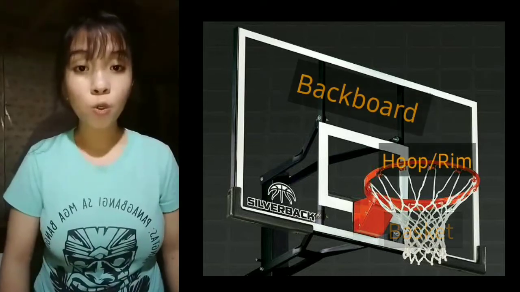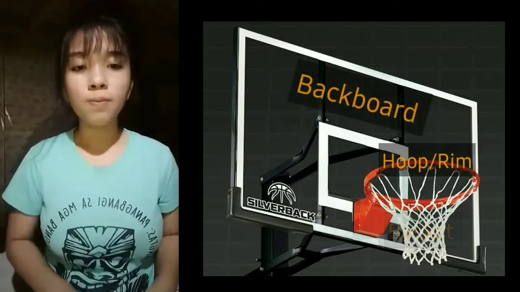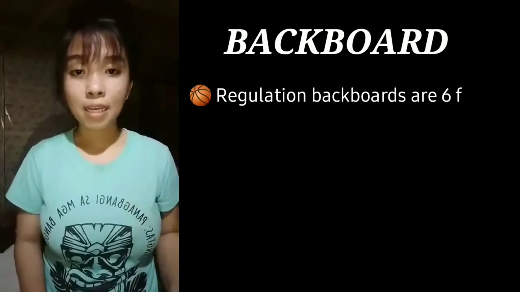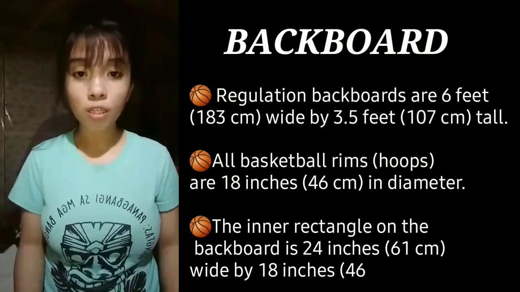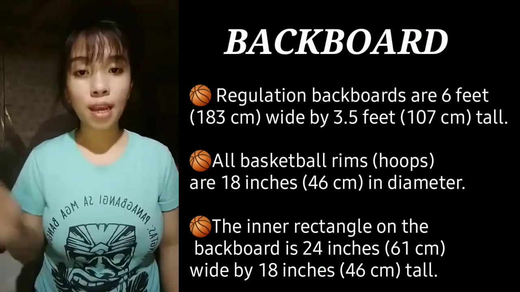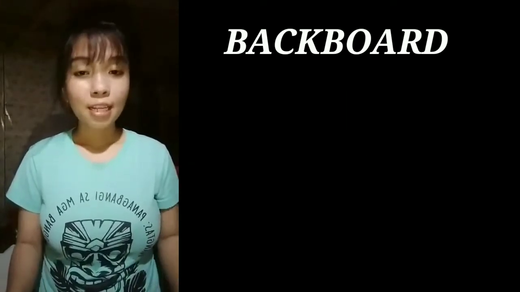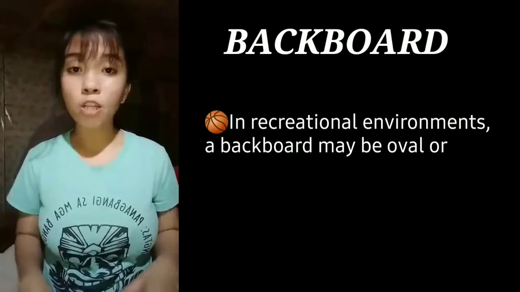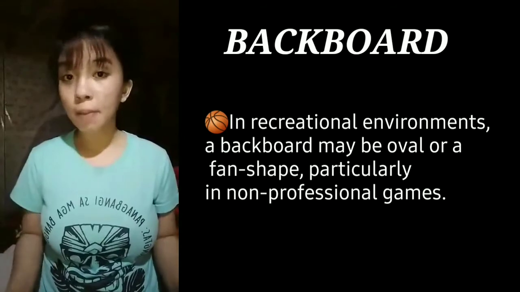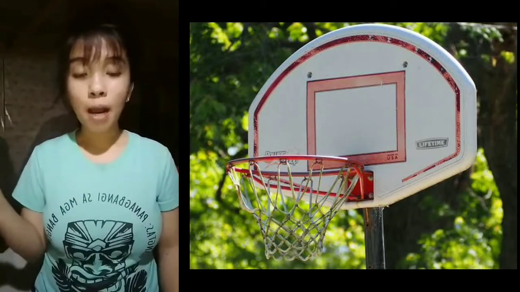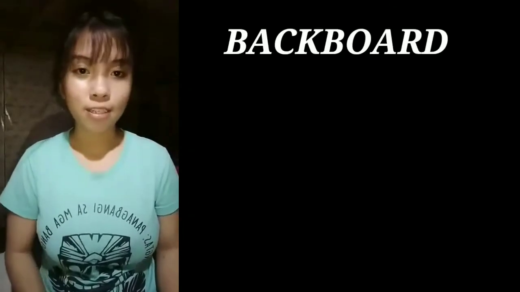So, backboards are used to assist or return the ball after a shot in the game of basketball. The regulation basketball backboard has a width of 72 inches and a height of 32 inches, and an inner rectangle 24 inches wide and 18 inches tall. In a non-regulation court such as a playground or casual court, they often use a fan-shaped backboard. These fan-shaped backboards are often smaller than the regulation rectangular backboards.